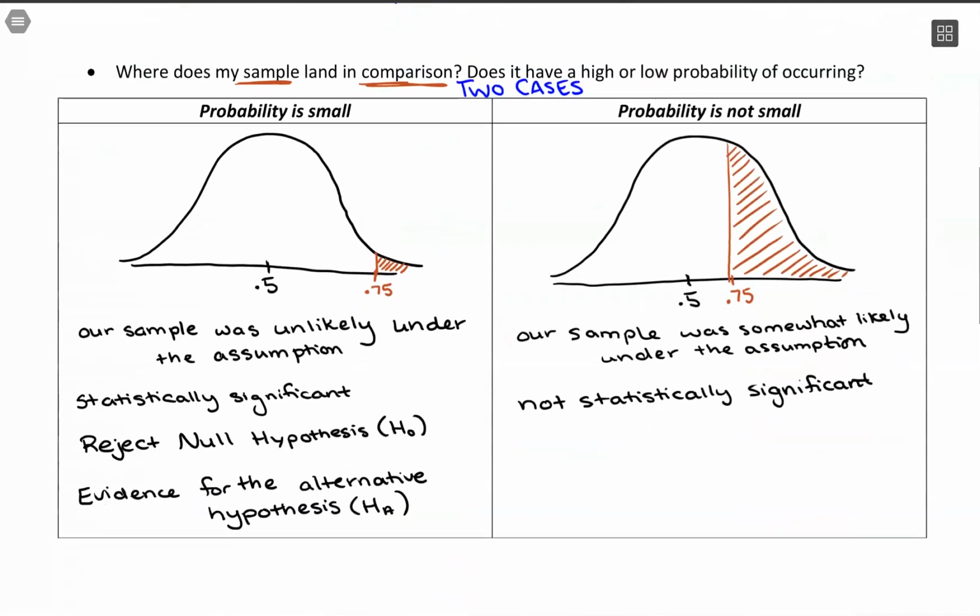So the phrasing that we use here is that we failed to reject the null hypothesis. We didn't have strong enough evidence to reject that null hypothesis, which means in terms of evidence for the alternative, it's just not strong enough evidence. Even though, again, it's definitely more than 50%, it's just not significant enough. So what we have is not sufficient evidence for that alternative hypothesis.